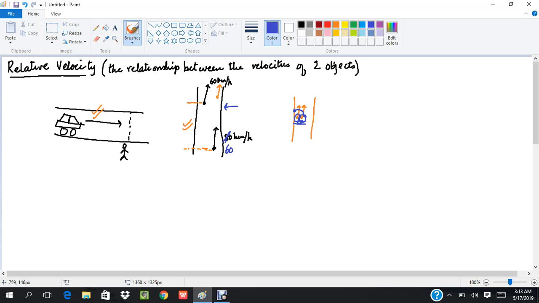So through these three examples, we have established that relative velocity has daily life applications as well, and there are also other real life applications which we don't encounter on a daily basis. But when we solve questions, we will see that relative velocity does have very important real life applications.